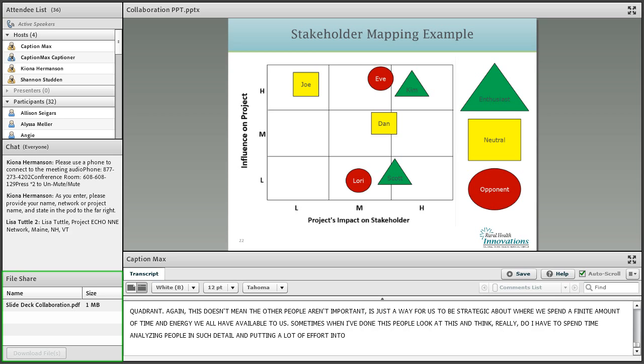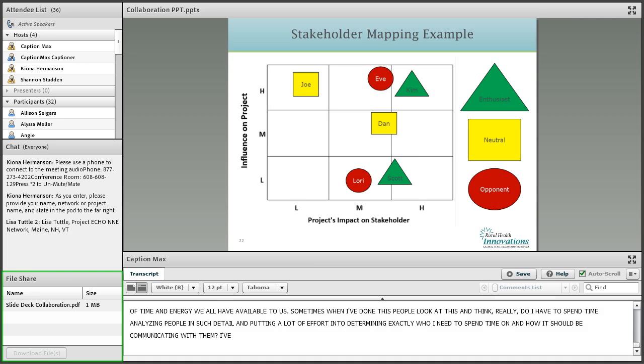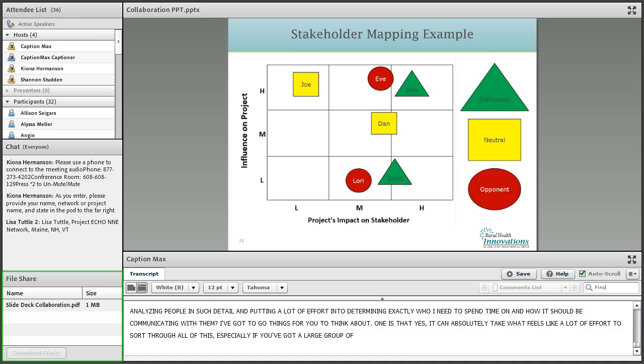Kim's high on both dimensions. She's high on her influence on the project and the impact of the project on her, and she's seen as an enthusiast. And Eve's not too far off from Kim, but she's seen as not being on board at all with the work of the network.